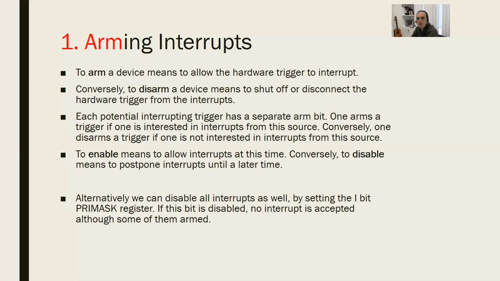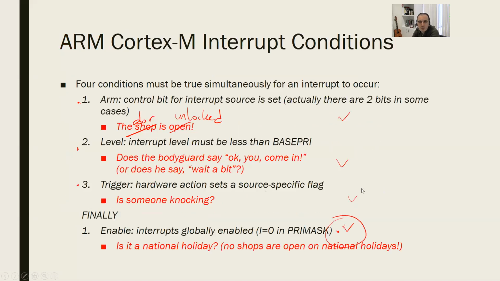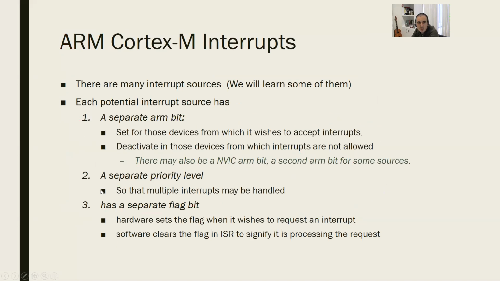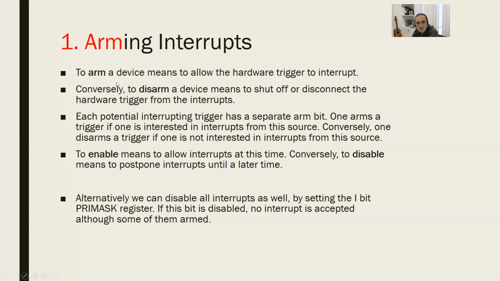Okay, to arm a device means to allow the hardware trigger to interrupt. Now I'm focusing on the steps. I told you for each interrupt there are 3 steps. The first step is arming the interrupts. Okay? To arm a device means to allow the hardware trigger to interrupt. So it's enabling. We have talked about this. We are getting into the details of it. So just the opposite is, if you disarm an interrupt, you are disabling it. So you won't be able to get any interrupt from that source.